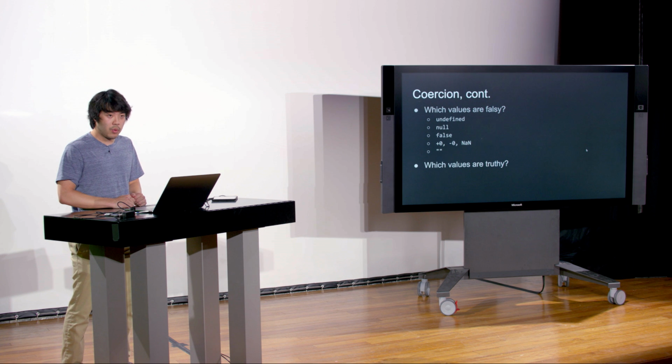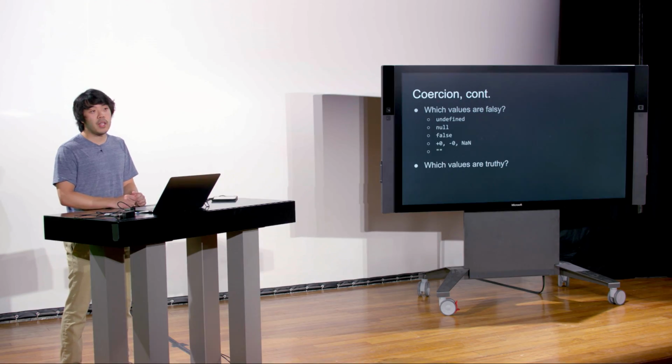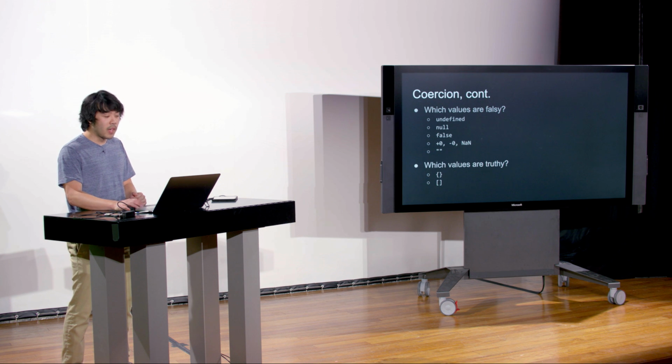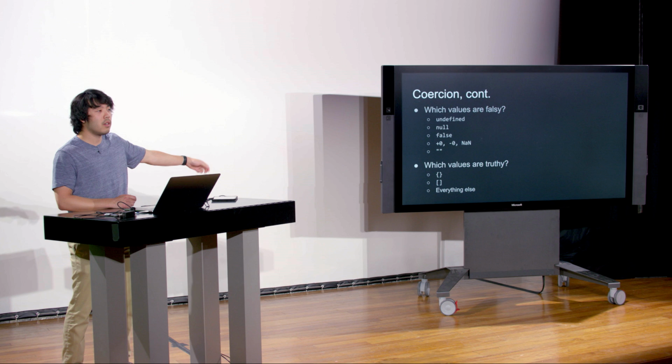So who can name some truthy values? Somebody said 2, which is a valid one. 3, 4, every other number other than 0, -0, and NaN. Empty array is also truthy. Empty object. And literally everything else. Anything other than those falsy values right there is truthy.